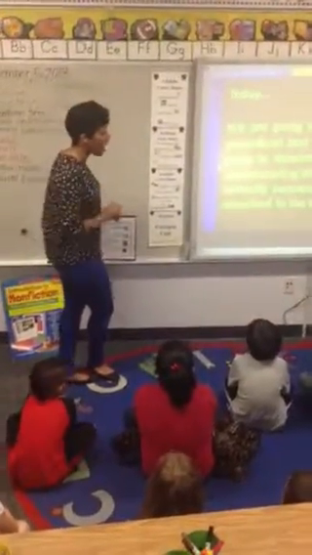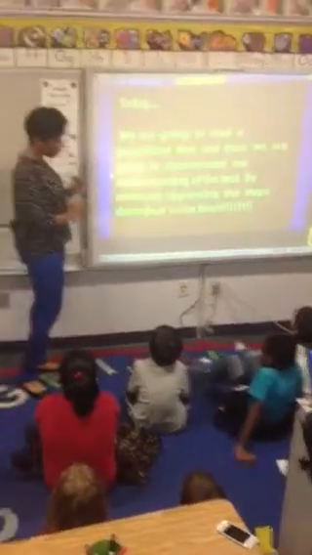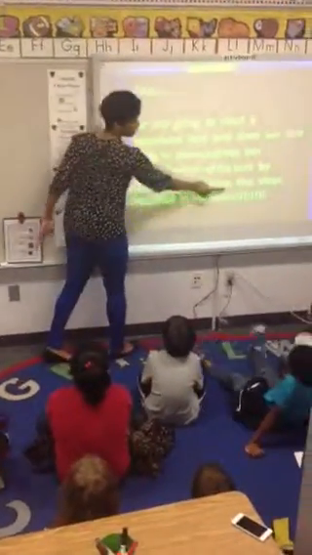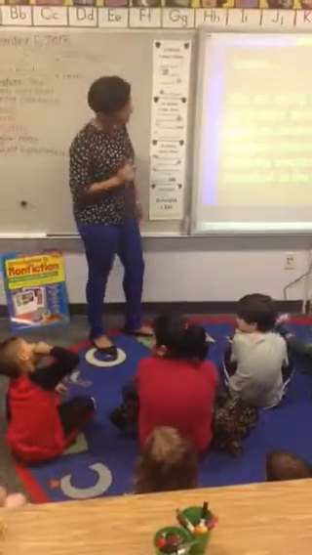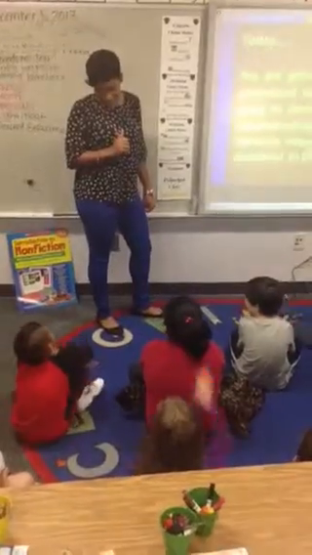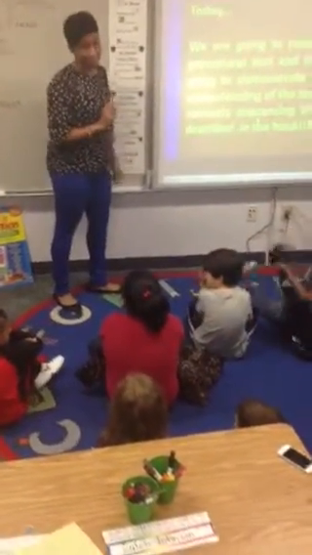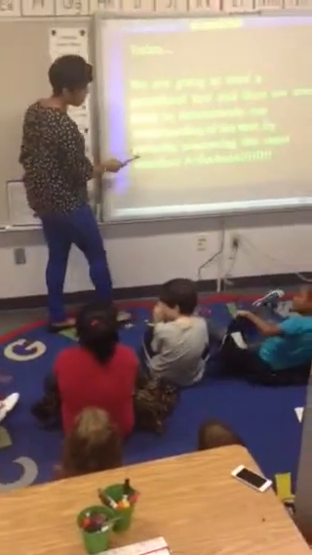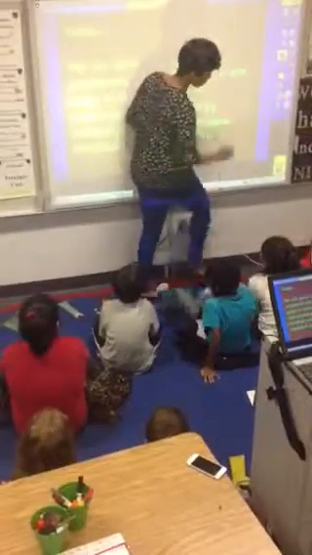Demonstrate our understanding of the text by correctly sequencing the steps described in the book. Can someone raise their hand and tell me what does sequencing mean? Darcy, when we say sequencing the steps. It means put things in order. So we're going to correctly put things in order. Describing, but can you please crisscross that?